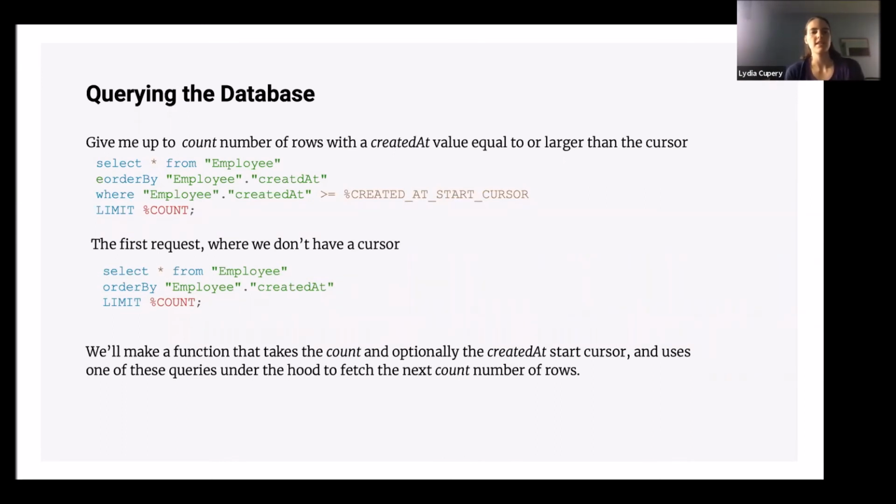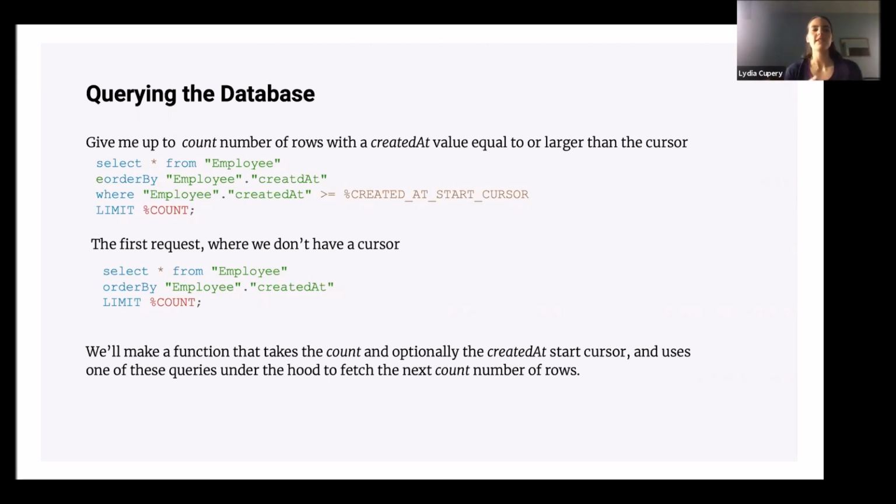So when we translate that into SQL, we basically say, go to the employee table and order by the cursor and select limit, and basically get count number of rows where the created at date for the employee is greater than or equal to your start cursor. So that works great if you have a start cursor. If you don't have a start cursor, we just say select the count number of rows from the employee table, order by the created at date. So that'll just give you the first 10 rows with the lowest created at value, essentially. And then the next time you query it, you'll have a cursor. So then you can actually start getting the rows starting at the created at date that you supplied.